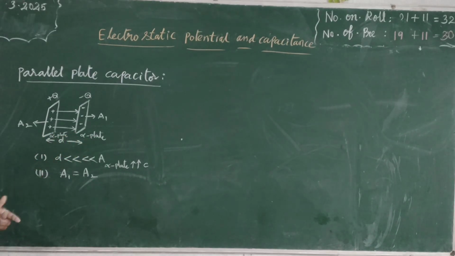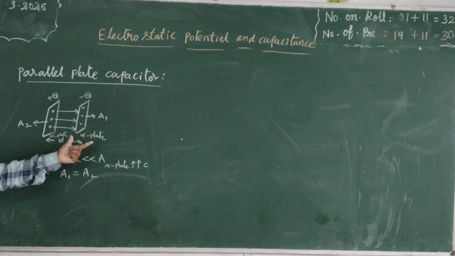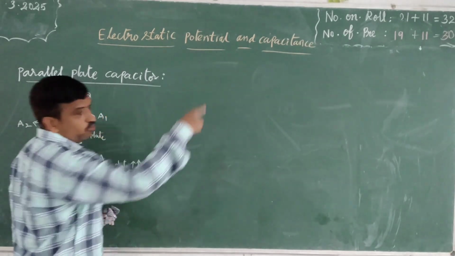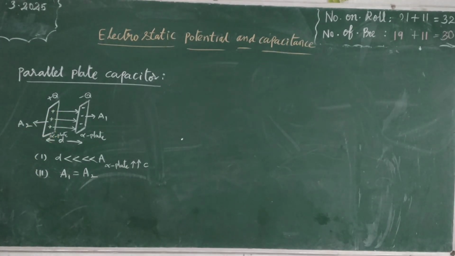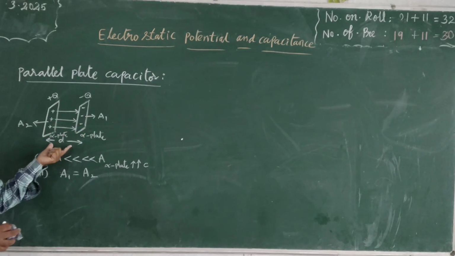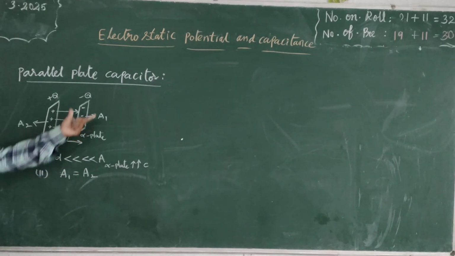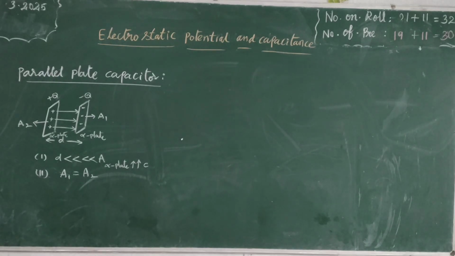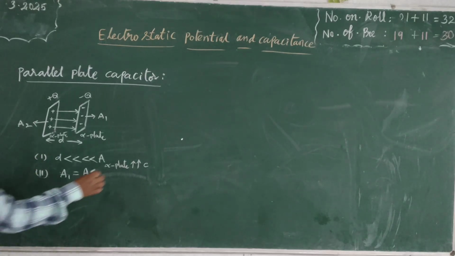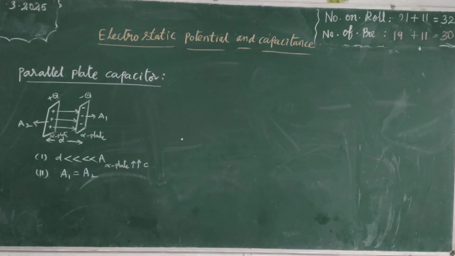Infinite here does not mean truly infinite; it means the plate is extended. It is a relative term. See, for example, the dot compared with the board: the board's plane is very large, so we can call it an infinite plane. Why? Because d is very small, so the plate behaves as an infinite plate. The smaller d is, the more the capacitance increases. These are the conditions for a parallel plate capacitor.